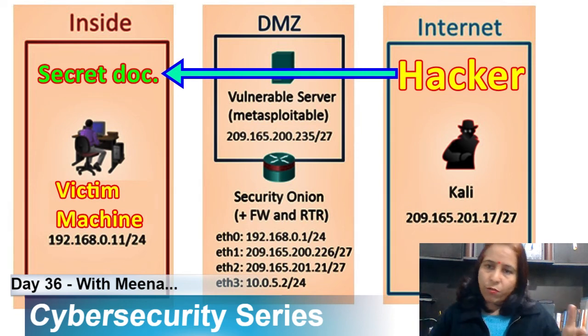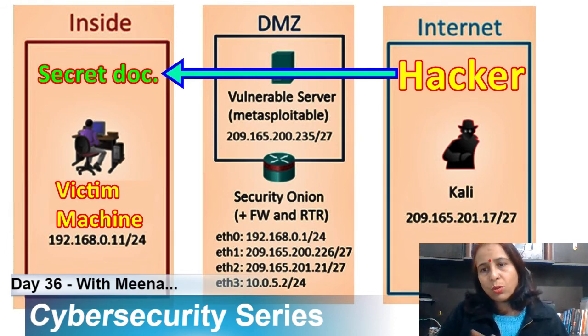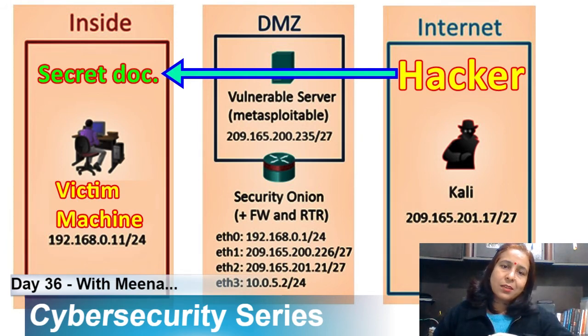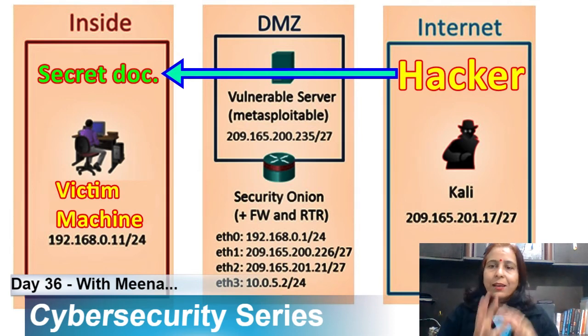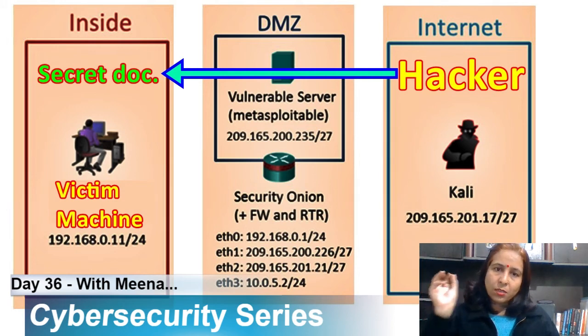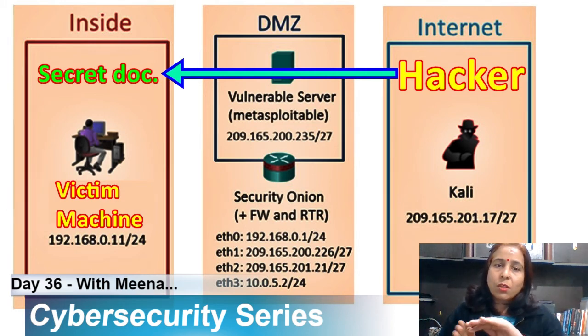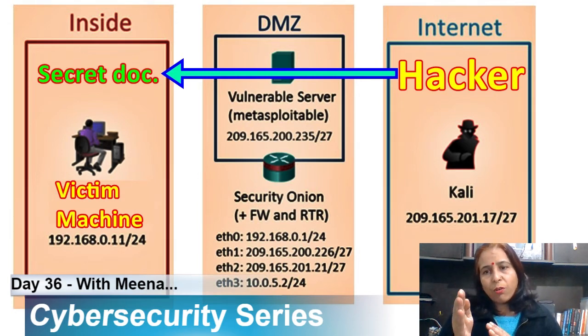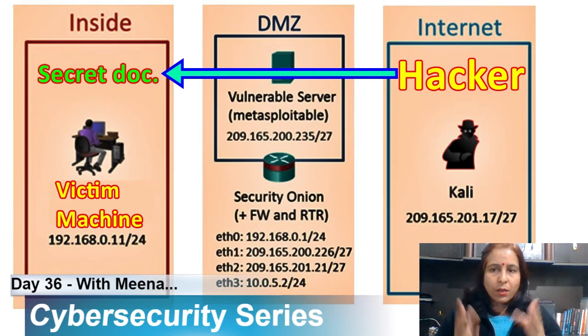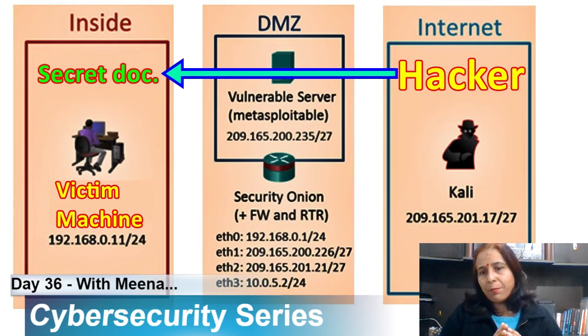So what is the motive of the hacker right now? They want to steal the secret document which is inside the company, on the victim machine. The hacker cannot attack this machine directly, because it is on the private network. So first of all, the hacker will perform an attack over the vulnerable server. They will try to find out what type of vulnerabilities exist over there. For example, with the help of Nmap, they find out there is a vulnerability related to FTP.